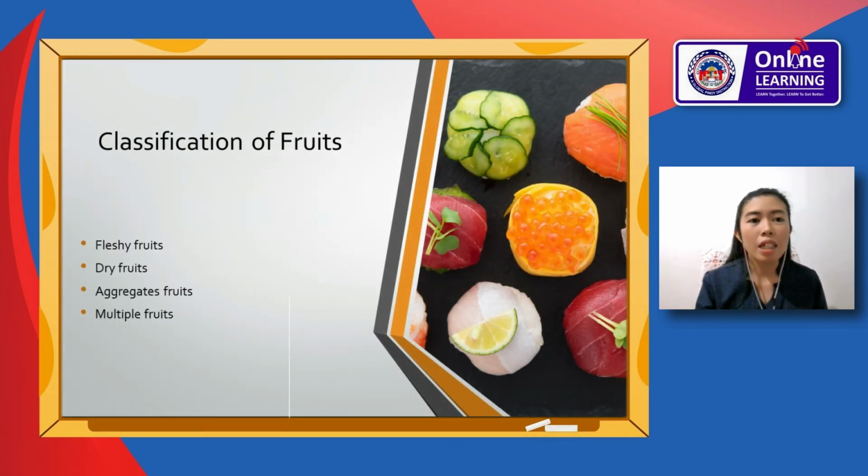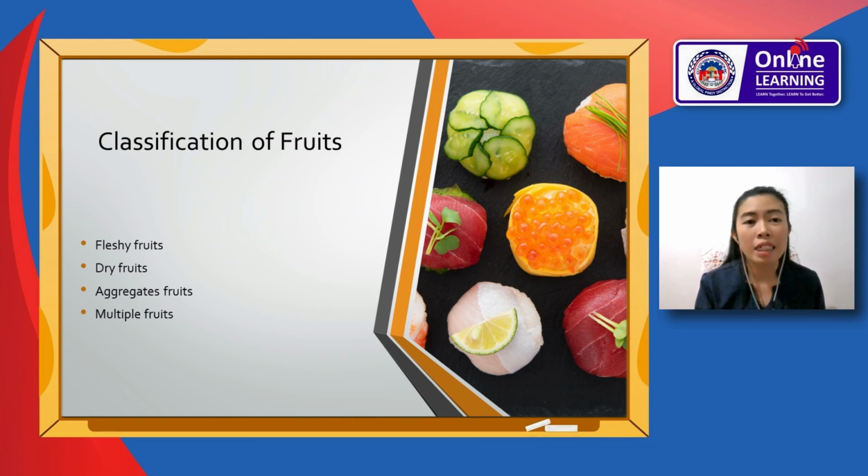Okay. And next one, the classification of fruits. We have fleshy fruits, fruits from a single ovary which remain succulent instead of turning dry at maturity, like for example the citrus fruits. And second one, we have the dry fruits, which develop when the ovary opens at maturity and discharges the seed, like for example nuts, legumes, and cereal grains.